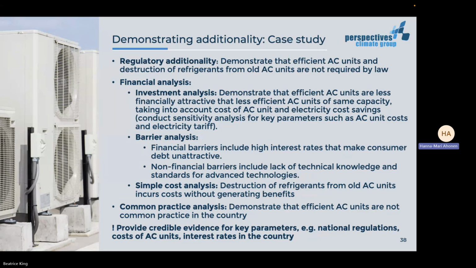And when you're doing these additionality demonstrations, it's really important that you don't just say things, but you actually provide credible evidence of key parameters and proof of what you're saying. Even if you're using interest rates, you have to prove why you're using this interest rate. Why is it relevant for the commercial or the households, for example?